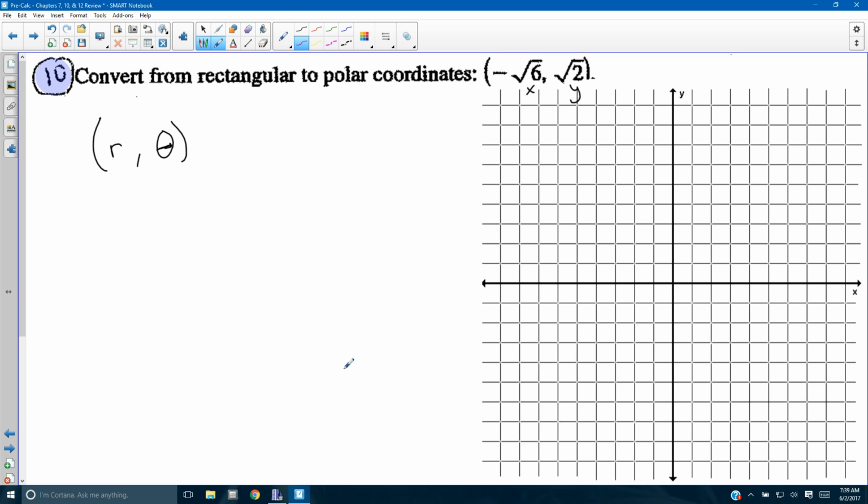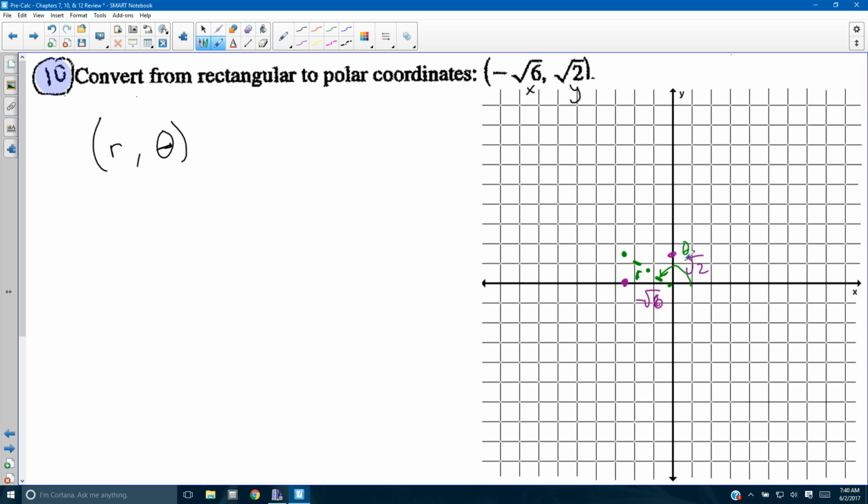So negative root 6, it's between root 4 and root 9. So it's between 2 and 3. So let's just say it's kind of around right there. It's negative root 6 over. And root 2 up is between 1 and 2. It's around, what, 1.4 or something. So kind of up here, it's negative root 6, and root 2 is up right there. So R is this distance from origin to here. This is your R value, that length. This is polar coordinate form if you use R. And theta is this angle right here.